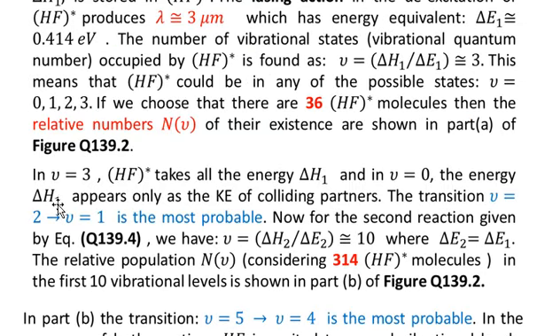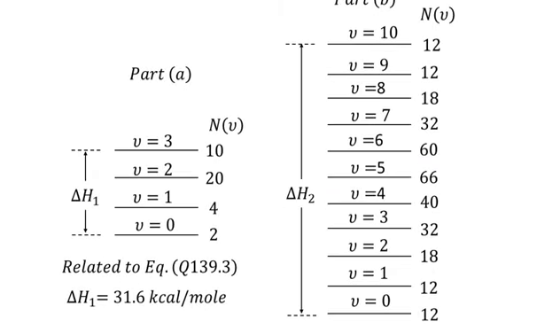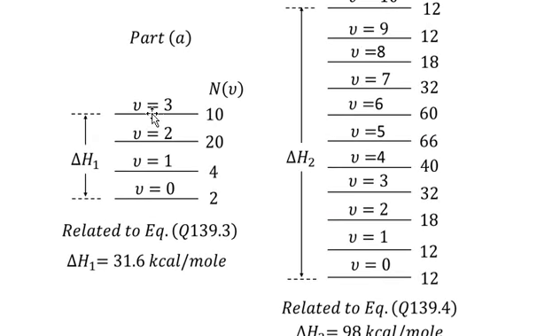Okay, now in the next one, in V is equal to 3, the hydrogen fluorine excited molecule takes all the energy delta H1. And in V is equal to 2, you can see that the energy is also specified over here for the level V is equal to 3. So V is equal to 3 is the level that corresponds to the energy difference of delta H1.